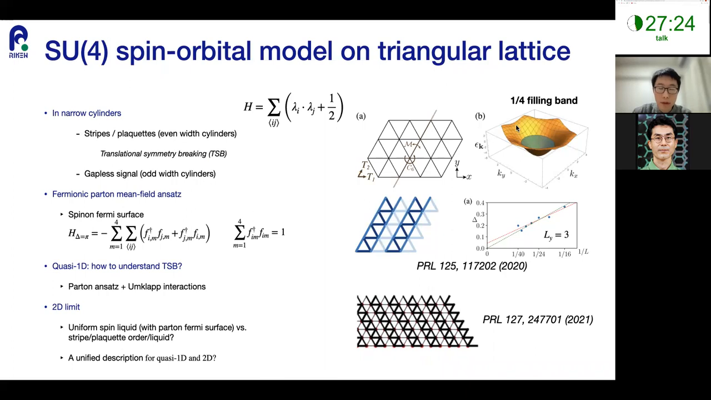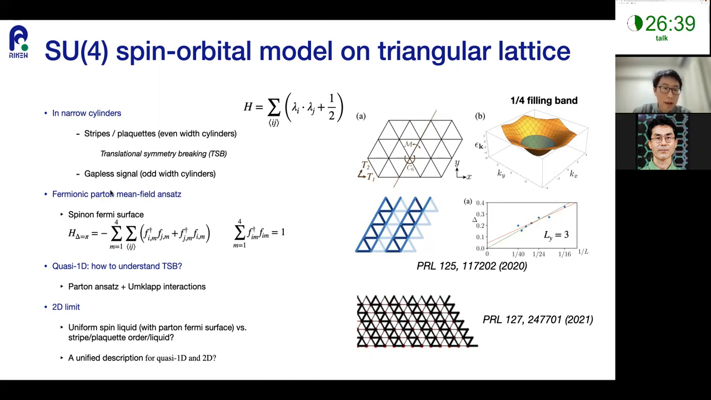There are some previous works related to this model. They all observe that in the narrow even-width cylinders, the system always breaks translational symmetry, which shows some stripes or even plaquette patterns. And this work also shows that in the narrow odd-width cylinders, there are some gapless features, for example, the spin gap closing.